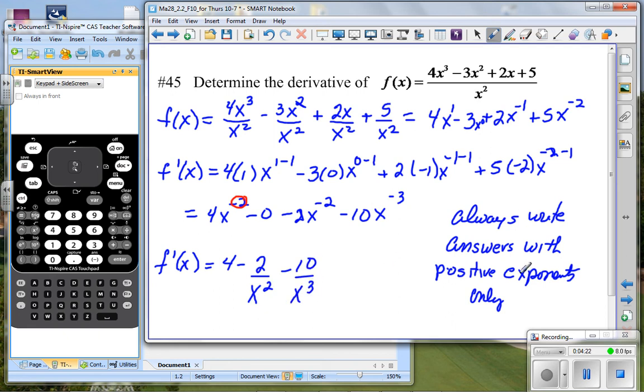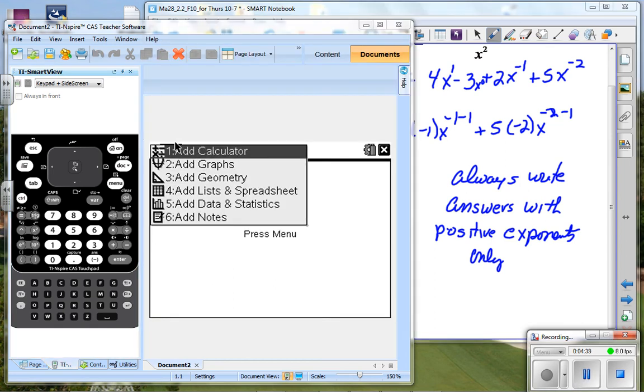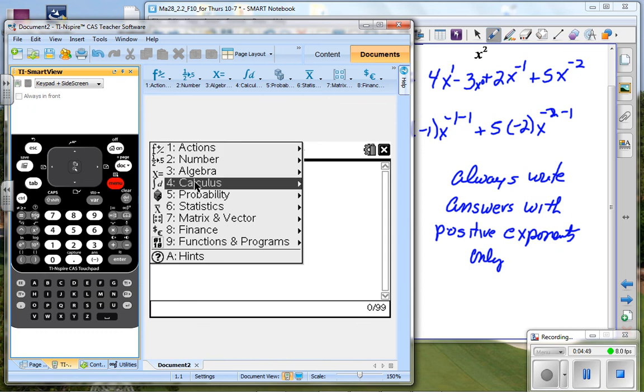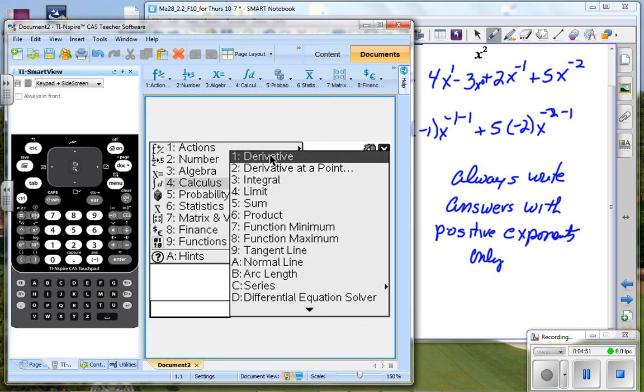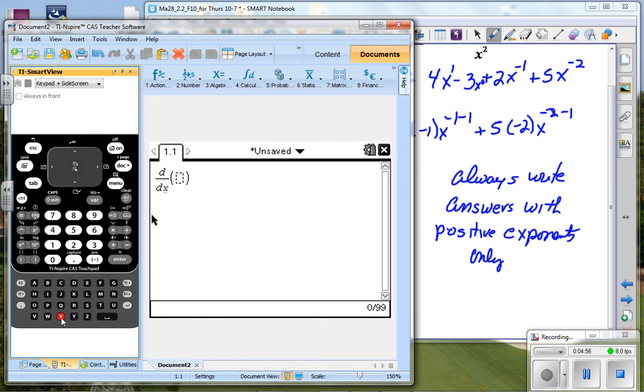Now, this is my rule. Always write the answer with positive exponents only. When you check your answer, you may not find this answer exactly in there. So let's take the Inspire, and I'm going to show you how to check your work here. So take your Inspire, get a new page, new document, and let's add a calculator. Go to Menu, go to Calculus, and right there at the top is Derivative. So we're going to have the derivative with respect to x.